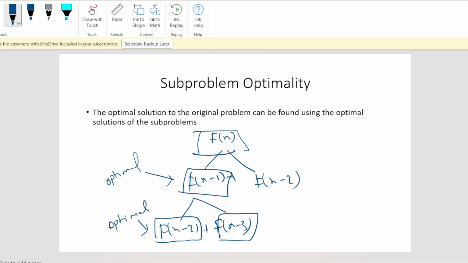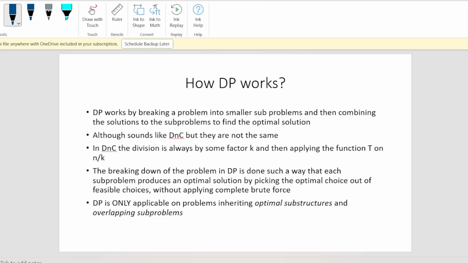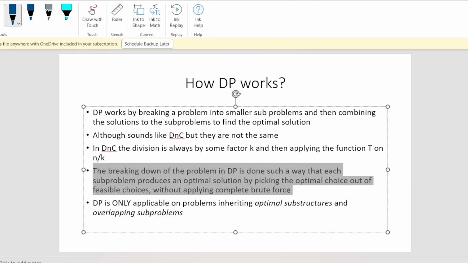Remember একটা স্লাইডে বলেছিলাম আগে, here the breaking down of the problem in DP is done in such a way that each sub-problem produces an optimal solution. Okay, and that's by picking the optimal choice out of feasible choices without applying complete brute force. So this is a big challenge, or the challenge of DP. But once this is solved, DP is very simple.